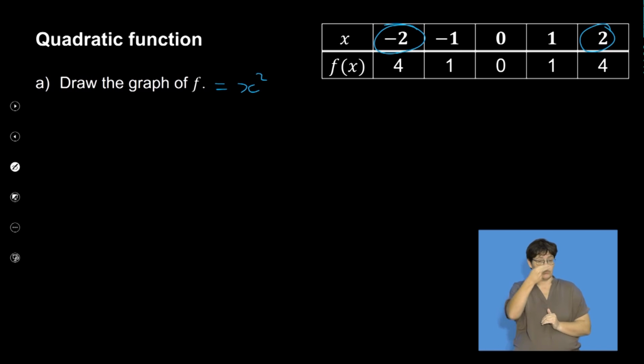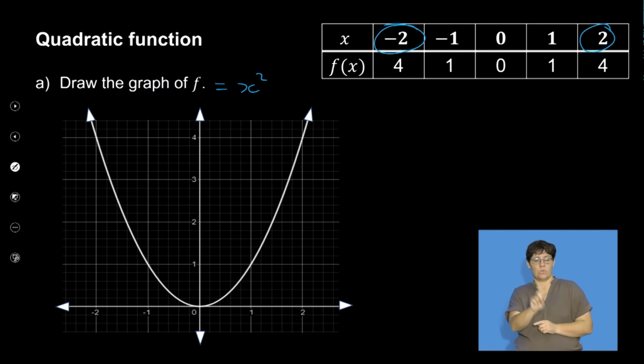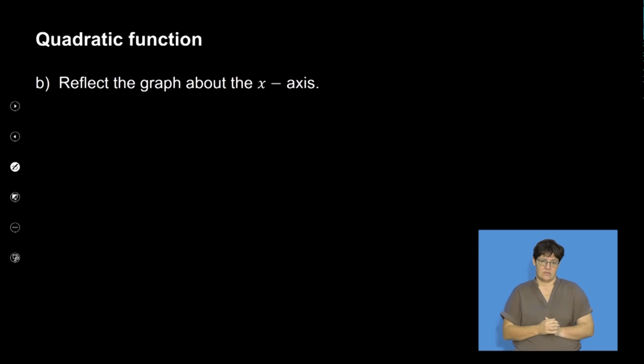And then after drawing the graph, it will look like a happy face, because the value of a is equal to 1, and that's positive, so it must be concave up. And because it is x squared, all the output values will definitely be positive.